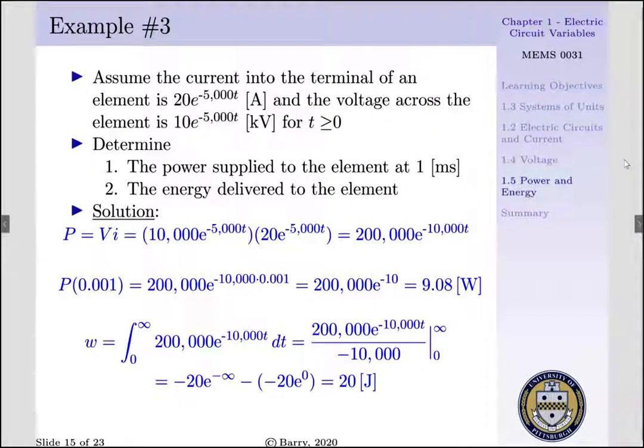Our energy delivered to the element is found by integrating our power between our bounds of integration, from 0 to infinity. That is, our energy is equal to the integral from 0 to infinity of 200,000 e^(-10,000t) dt, which is equal to 200,000 e^(-10,000t) over minus 10,000 evaluated between the bounds of 0 and infinity. This is equal to minus 20 e^(-infinity) minus the quantity minus 20 e^0, which is equal to 20 joules.